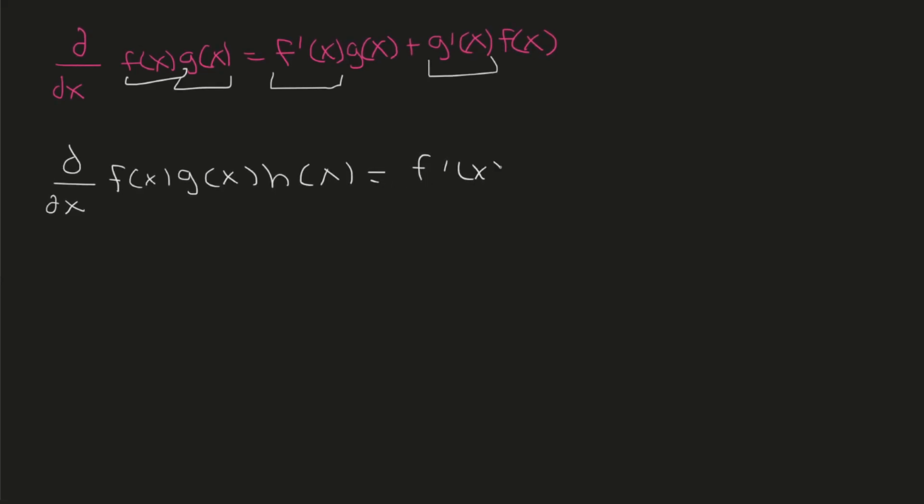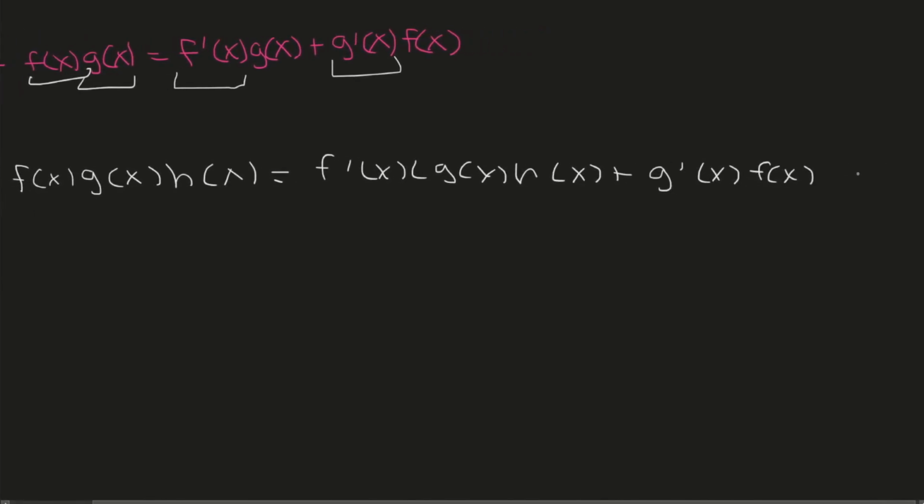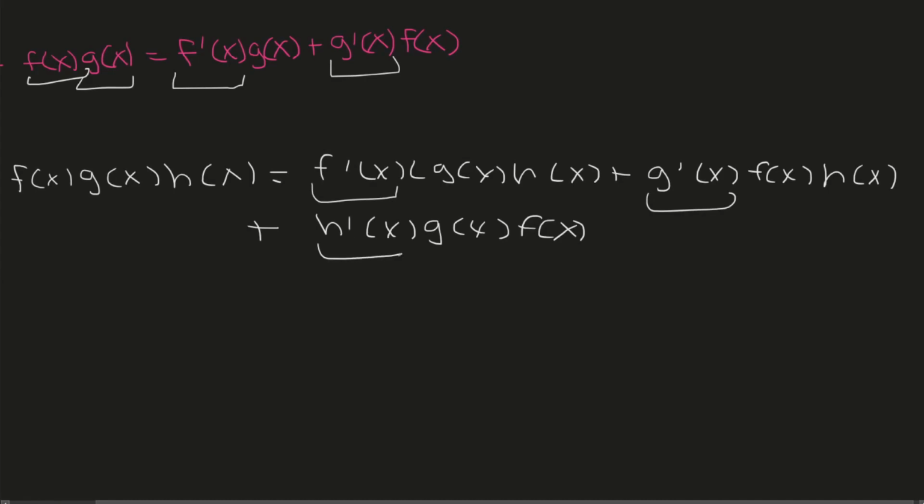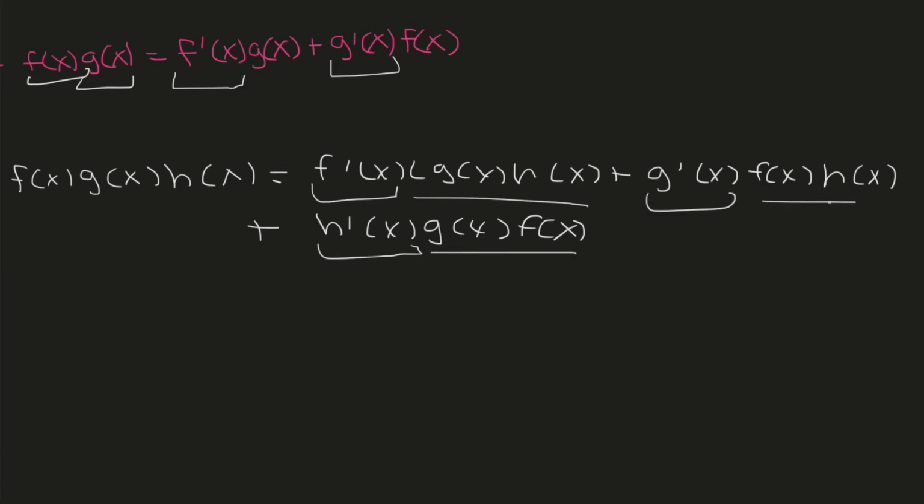So f prime of x times g of x, h of x, then g prime of x, f of x, h of x, plus h prime of x, g of x, f of x. See, in this one, the f of x is the derivative, g of x is the derivative here, and h of x is the derivative here, whereas the other two functions are just their standard base form.